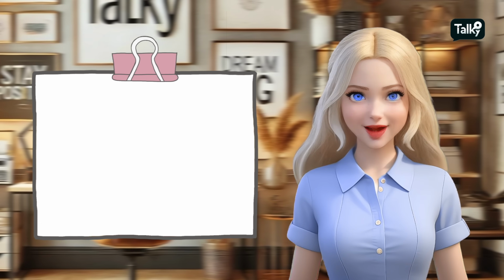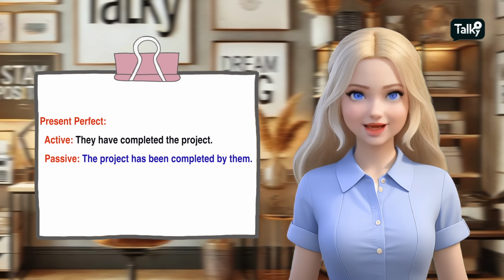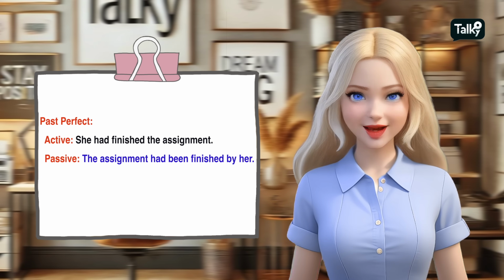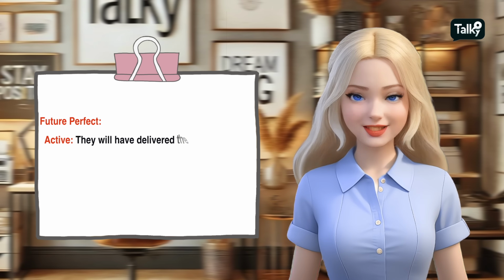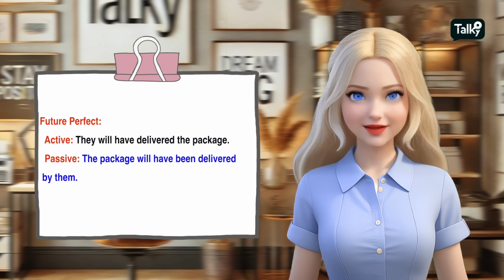Now let's look at the perfect tenses. Present perfect, active. They have completed the project. Passive. The project has been completed by them. Past perfect, active. She had finished the assignment. Passive. The assignment had been finished by her. Future perfect, active. They will have delivered the package. Passive. The package will have been delivered by them.